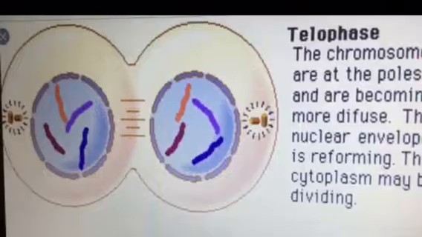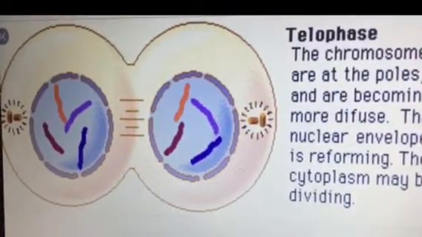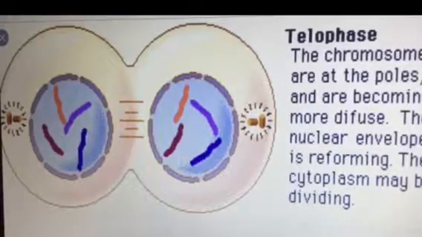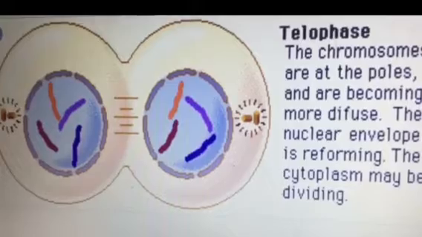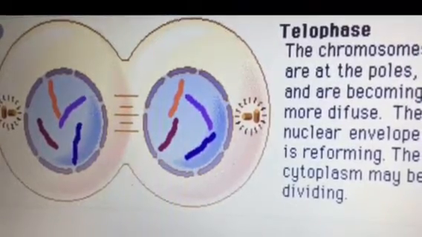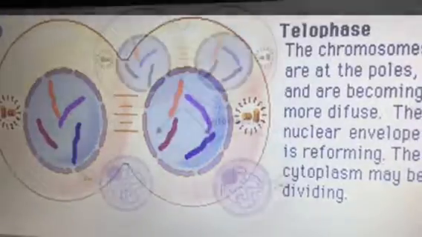The last phase of mitosis is called telophase. In this phase, the spindle fibers gradually disappear. This is when the chromosomes start to uncoil. The two separate masses of chromosomes develop their own nuclear membrane, forming two new nuclei in the process.